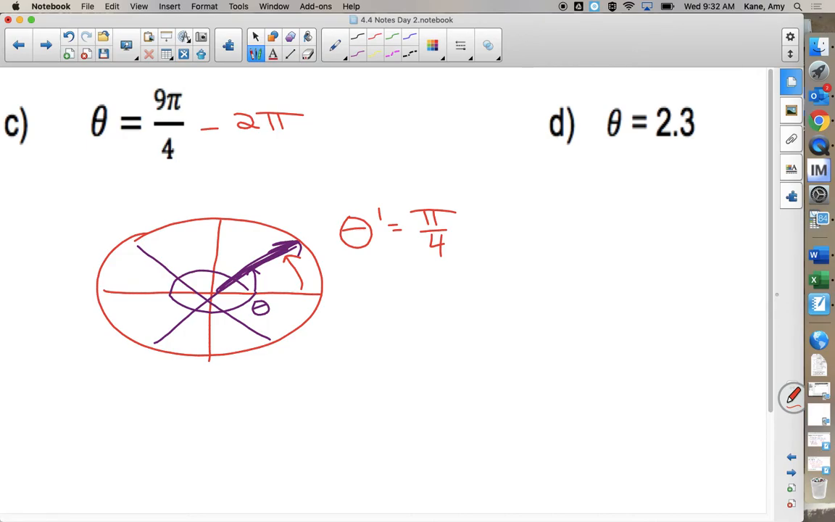The last one is 2.3, which is a decimal radian value. Don't put a pi next to it. The pi is already in the number 2.3. So I don't need an extra pi because that changes the value of the angle. How do you know where to graph 2.3?